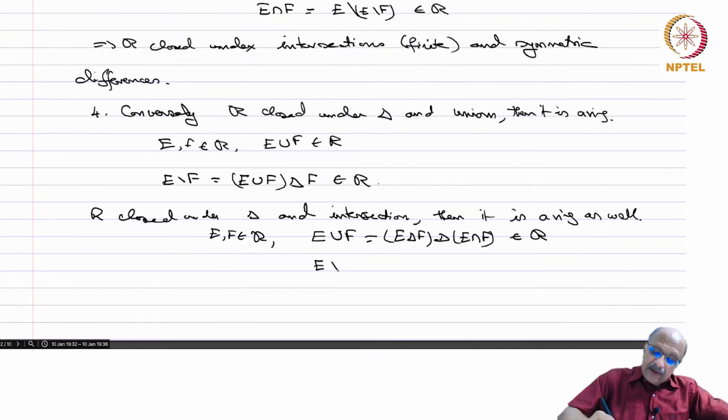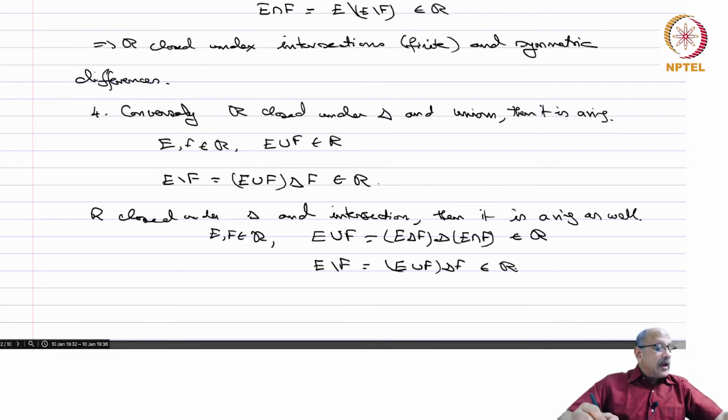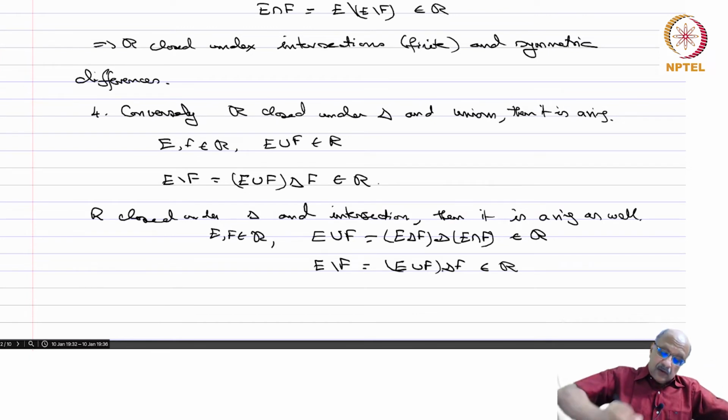And then E minus F equals E union F delta F, we already saw. E union F we just proved is in R, and then delta is a closed operation, and therefore this belongs to R. So these are, okay, then one more remark.